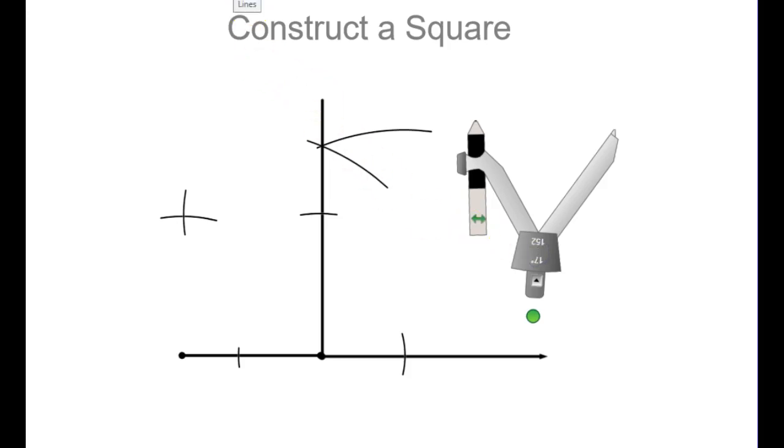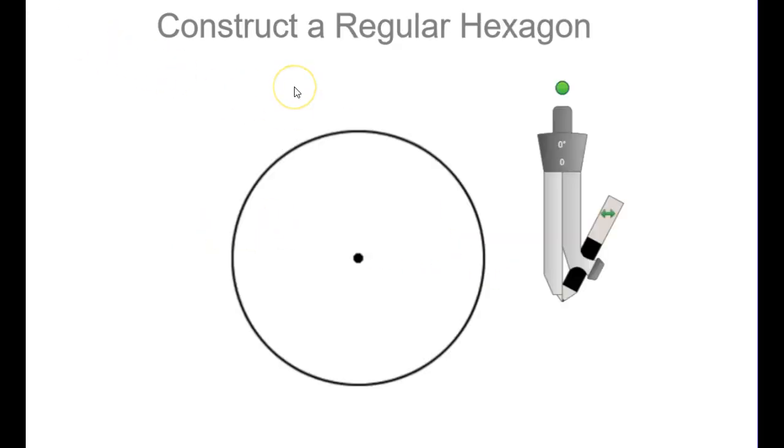All we need to do now is connect all of these points. So we have our first endpoint, connect it to this intersection, connect this intersection over to the right to this intersection. Now we have a square. All the sides are the same length using a compass. The last construction is how to construct a regular hexagon inscribed inside a circle.